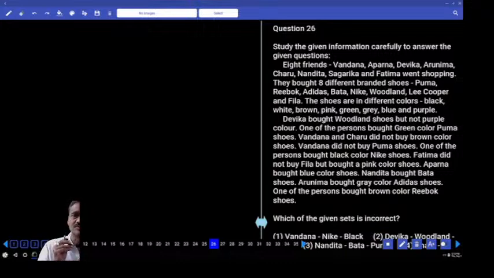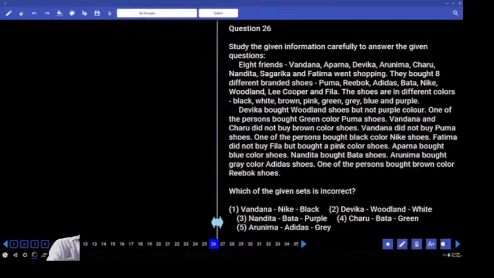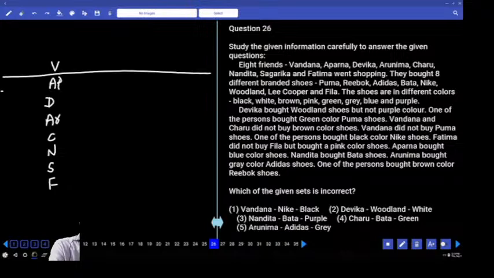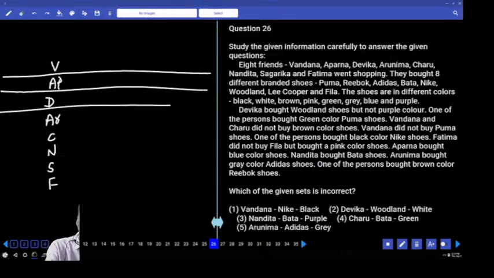Coming back to this one, 8 friends were there. What is the diagram you need to opt for? Vandana, Aparna, Devika, Arunima, Charu, Nandita, Sagarika, and Fatima. These are the 8 persons we have. 8 persons, it comes under distribution. Hence we need to draw the diagram like this.